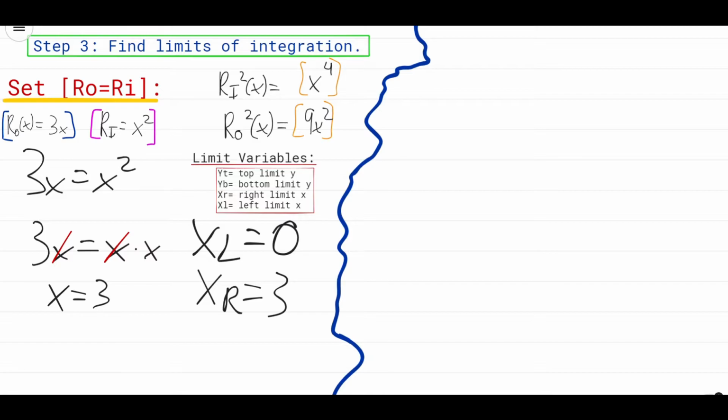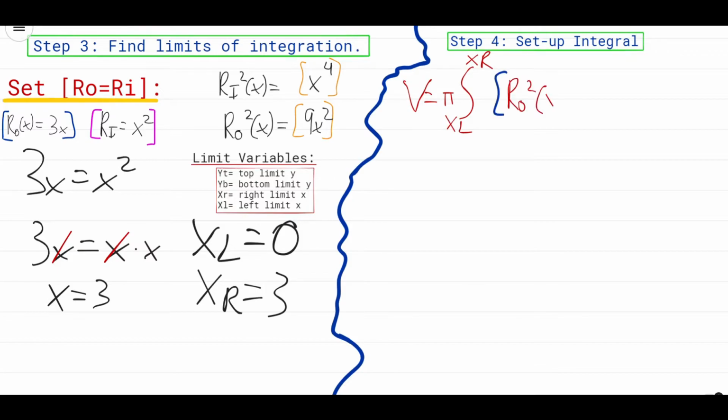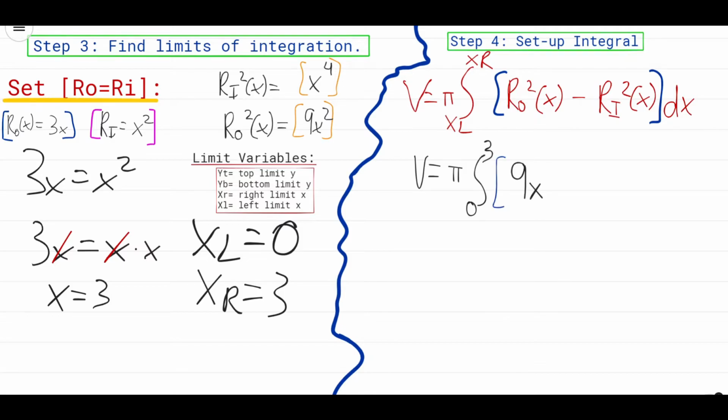So now we're going to set up the integral. Since this is with respect to x, it's very similar to this method's formula. xl goes to xr, of the outer radius squared minus the inner radius squared, in terms of x, so dx. And we have all the variables right here, so we're going to plug them in. So the volume is equal to pi, integral from 0 to 3, the left x is 0, the right x is 3. The outer radius squared is 9x squared, and the inner radius squared is x to the 4th power, times dx.